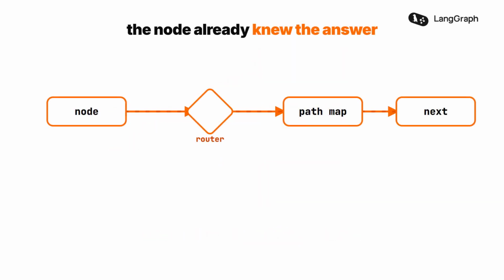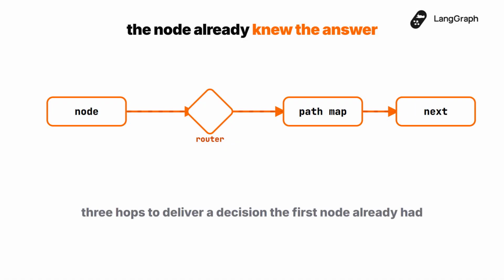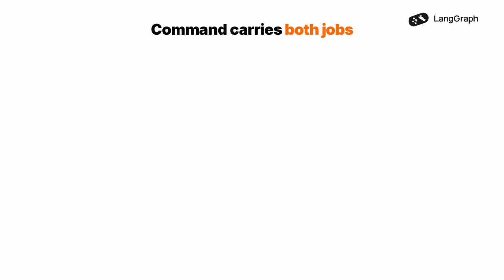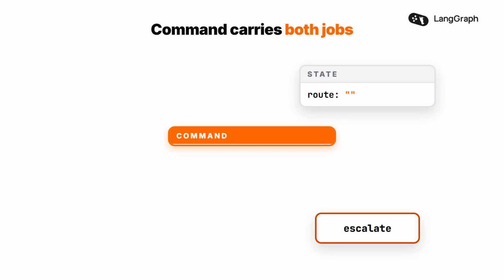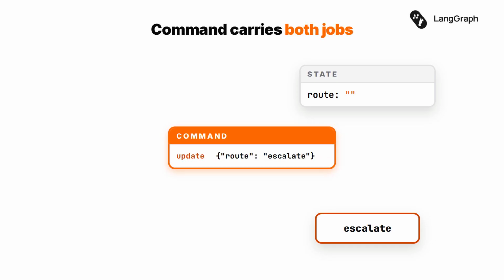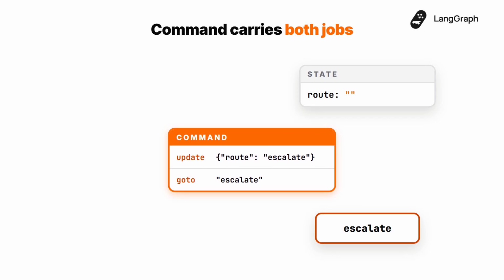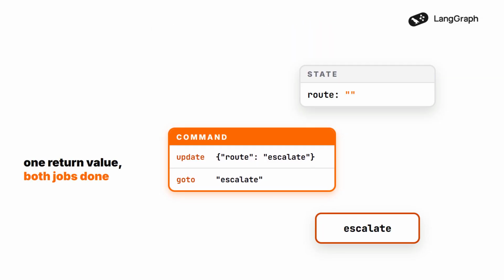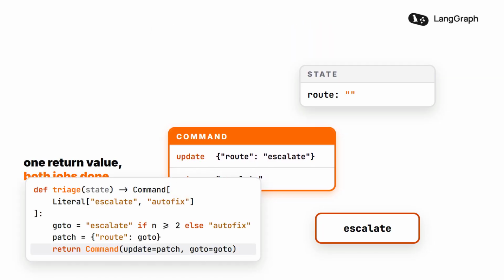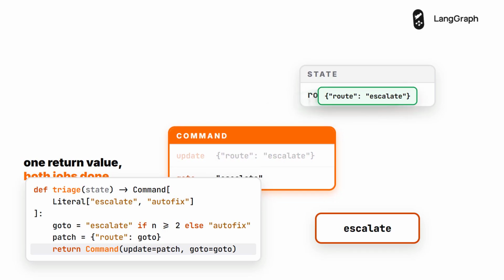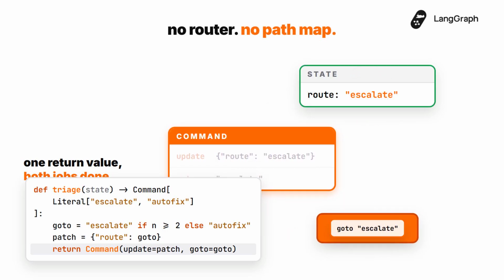There is a friction in what we just built. The node computed something. Then a separate function read the state back and made a decision the node already had enough information to make. Command removes that round trip. A node can return command, and command carries two things: an update, which is the patch you would have returned anyway, and a goto, which names the next node. One return value, both jobs done. Here is a triage node. It counts findings, decides that 2 or more means escalate, and hands back command with the patch and the destination together. No router. No path map. That decision now lives in the code that had the facts.